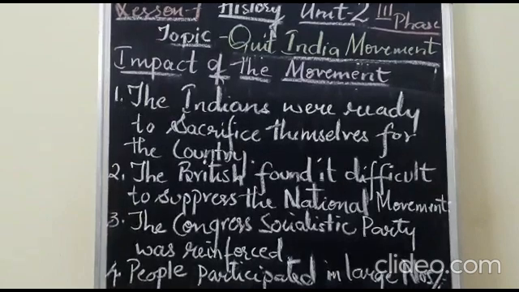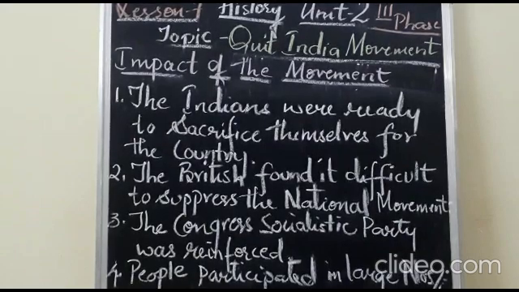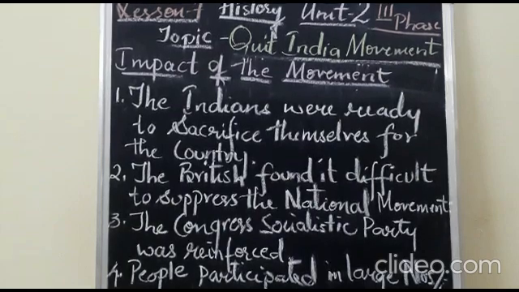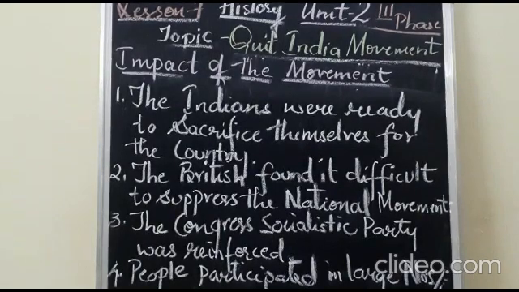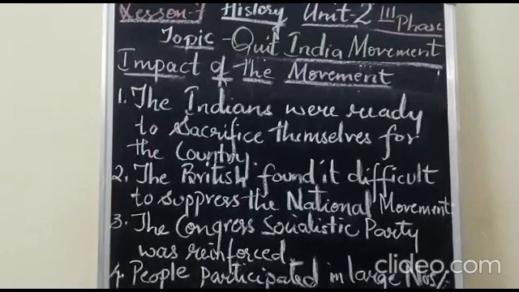The British government was finding it increasingly difficult to suppress the Indian national movement. The Congress Socialist Party got further reinforced as its leaders played an important role in the Quit India movement. Its leader, Jai Prakash Narayan, became a legendary figure. People from all over the country participated in large numbers and thus it became the largest mass movement during the Quit India movement of 1942.